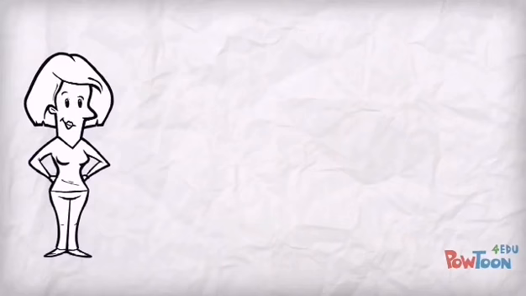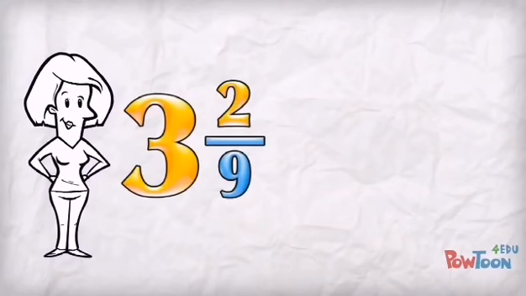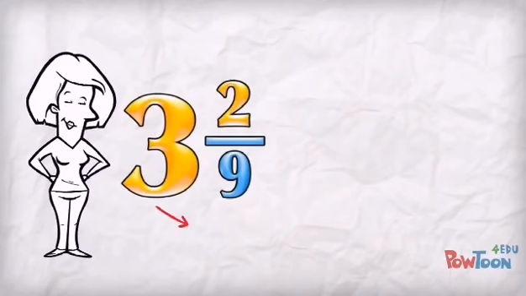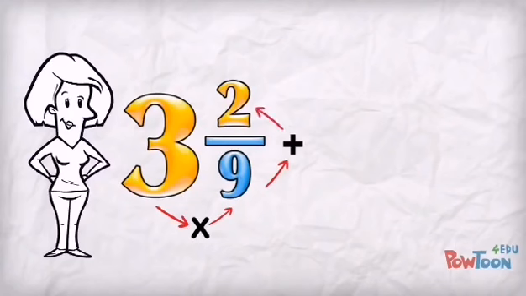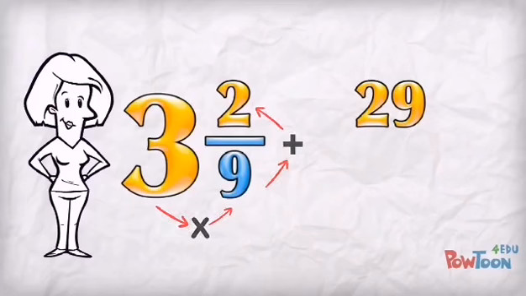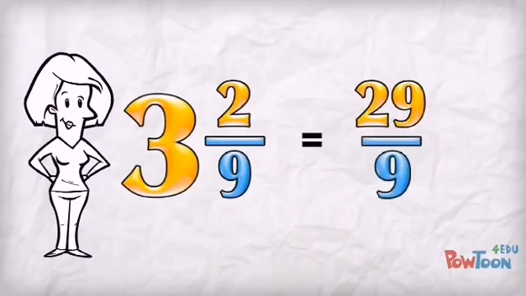So when you're changing a mixed number to an improper fraction, you take the whole number and you multiply it by the denominator, and then you add the numerator, and that's your total number of parts. It's your new numerator. Put it over the old denominator and you're all done.